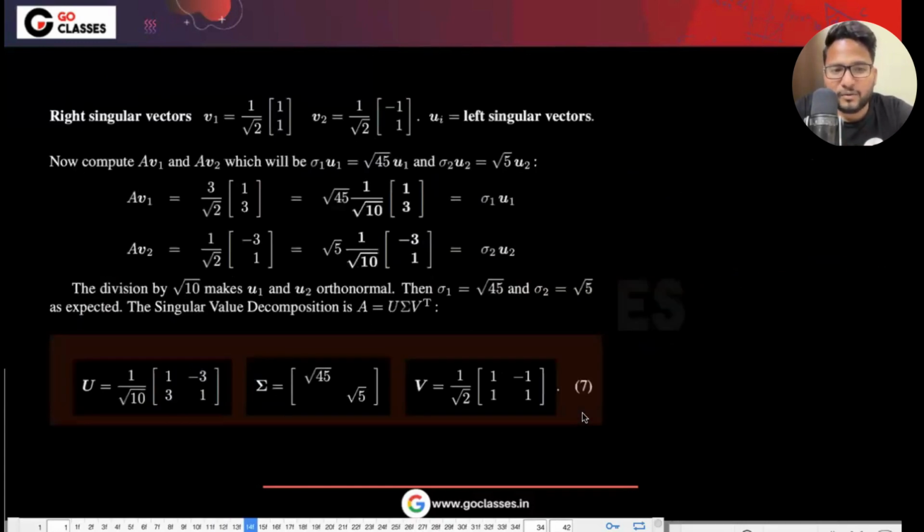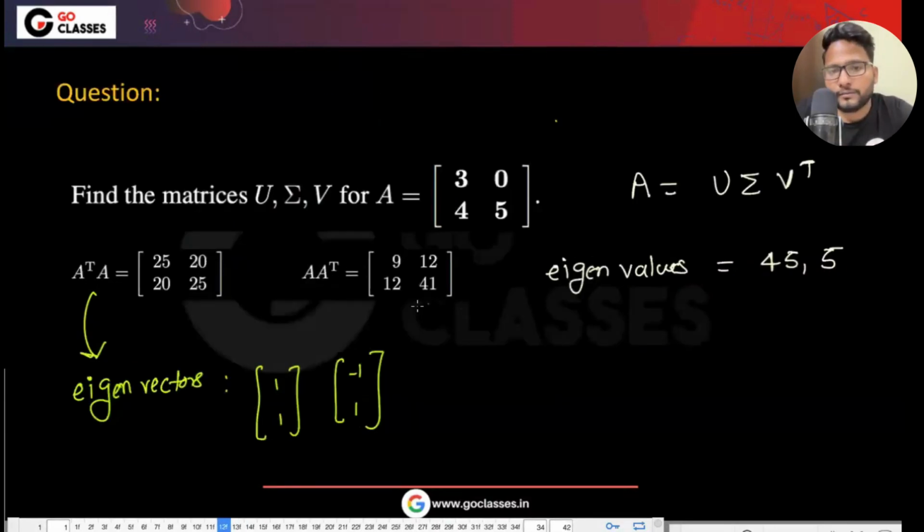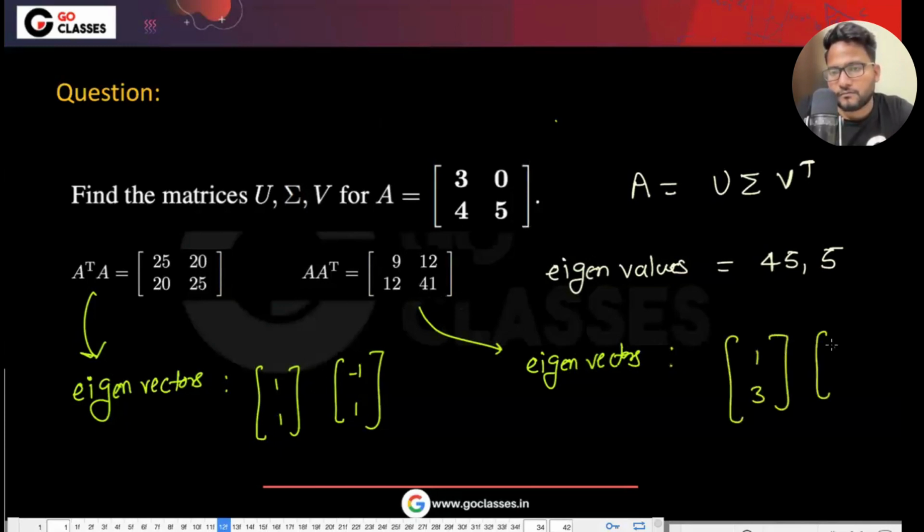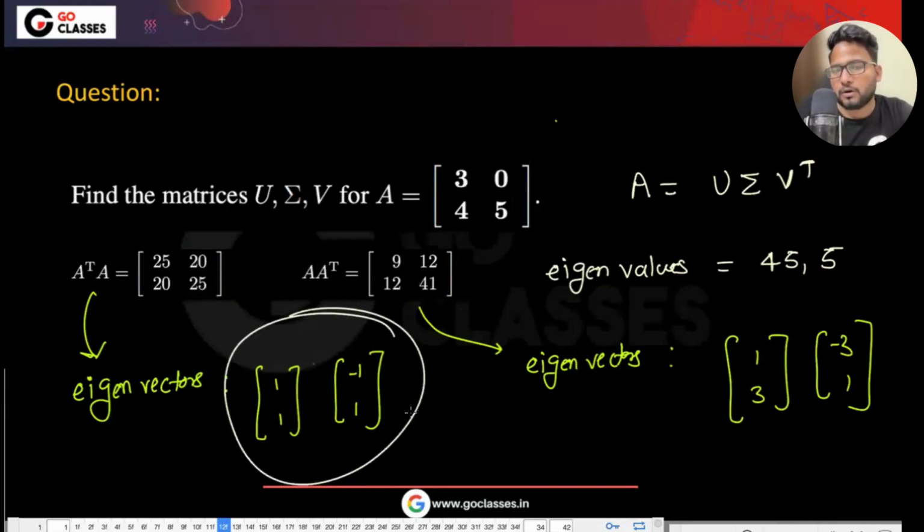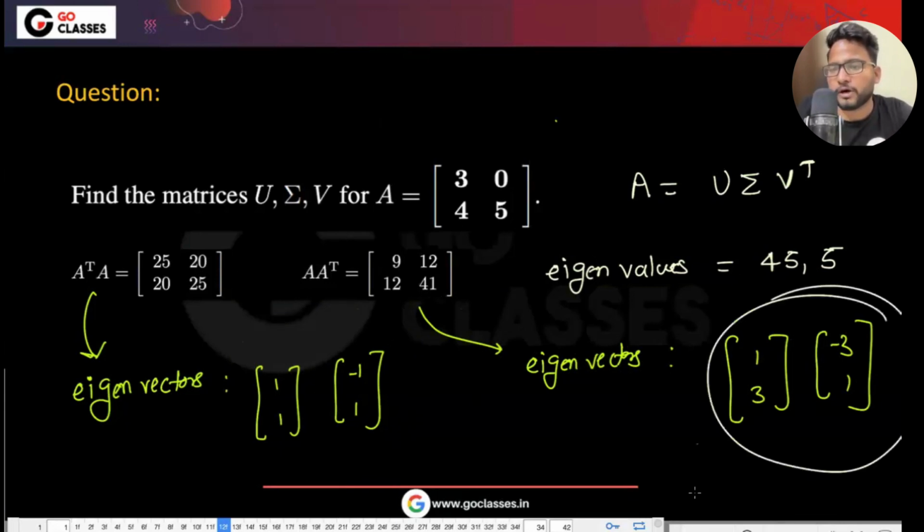And let me also copy the eigenvectors here also. So (1, 3) and (-3, 1). So here, the eigenvectors are coming out to be, right? If all of this information is given, can you tell me how to find out the SVD? I think you just need to normalize them. Then you will be getting your orthonormal vectors.